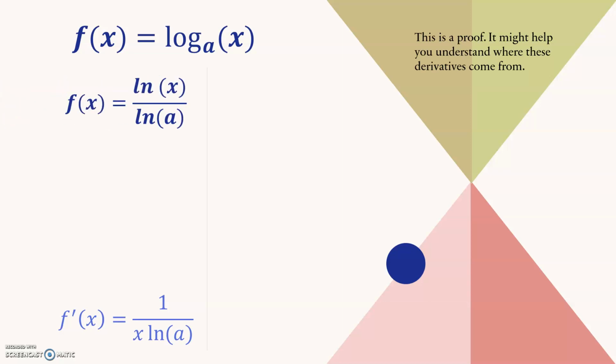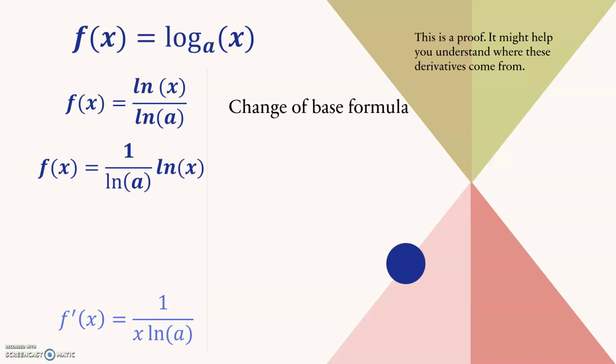The first thing you do is change of base so that you can rewrite it as a natural log, because we know how to take the derivative of natural log of x. And that is a pre-calculus concept, change of base. So if you need to Google change of base, that's where that came from. And then we remember that natural log of a is a number, so we factor that out in front. So we have a constant times the natural log of x.